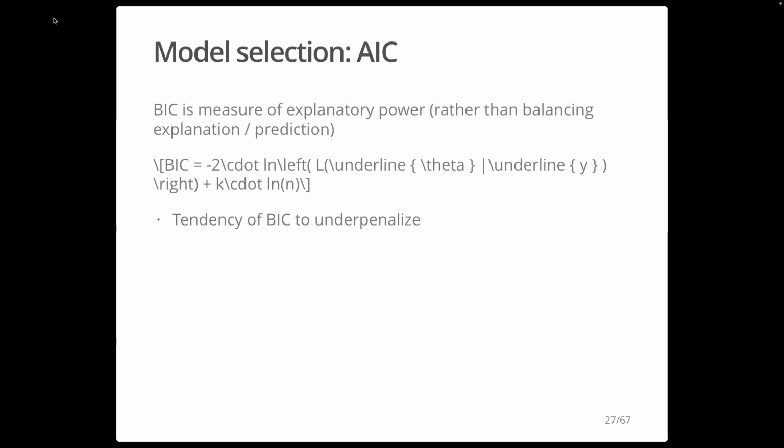So on one side of the spectrum, we have AIC over-penalizing. On the other side, as sample sizes increase, BIC will be under-penalizing.